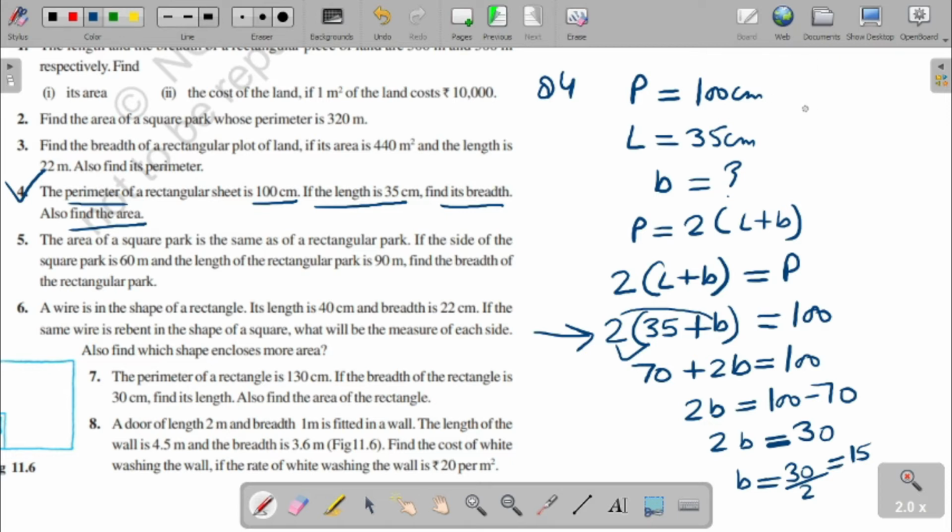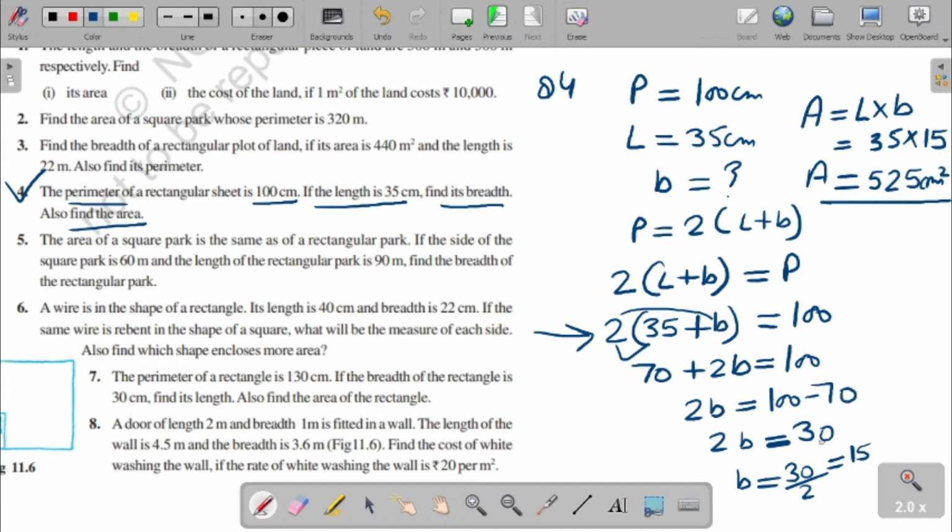Second part, you have to find the area. Area is L into B. So L is given as 35 and B is given as 15. If you multiply them, it will come 525, or 525 centimeter square. This is the second part.